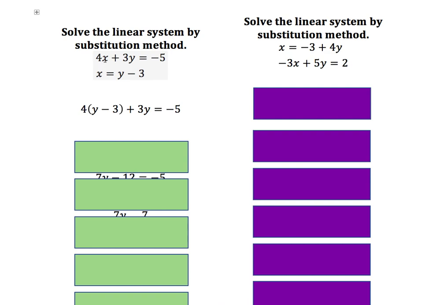All right, so I took the y minus 3 and I plugged it right in here for x, so that you see that right here.